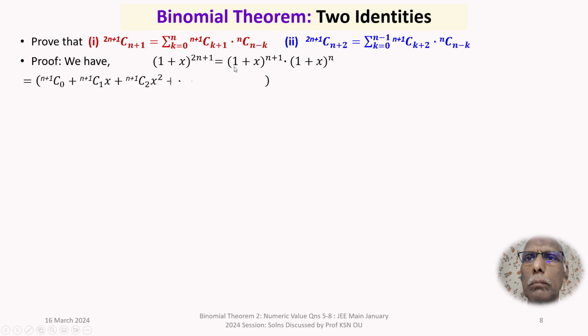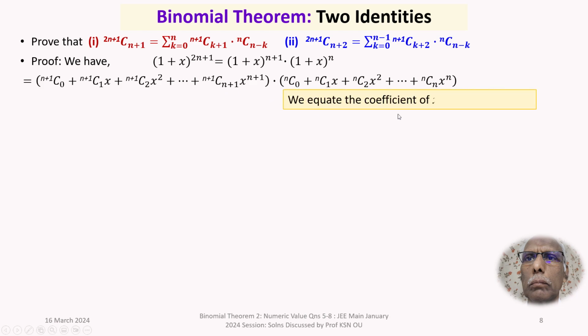So for this 1 plus x to the power of n plus 1, write the binomial expansion, and multiplied by 1 plus x to the power of n, write the binomial expansion. Agreed. So as I told you, we equate the coefficient of x to the power of n plus 1 on both sides. If you equate the coefficient of x to the power of n plus 1 from 1 plus x to the power of 2n plus 1, that is the left hand side, that will be equal to 2n plus 1 Cn plus 1. Correct. Now how do I get the coefficient of x to the power of n plus 1?